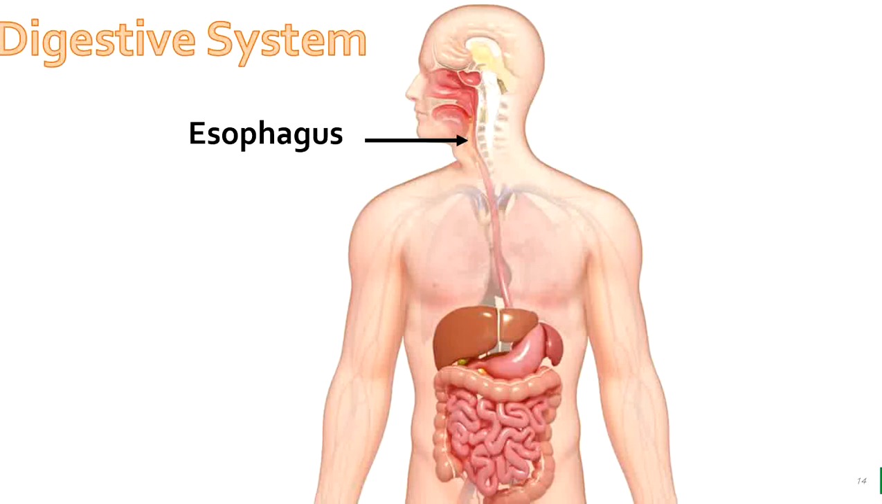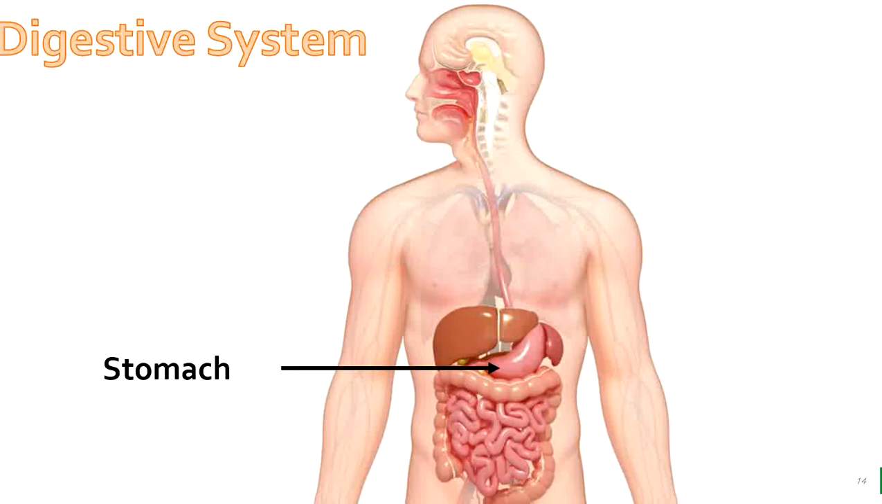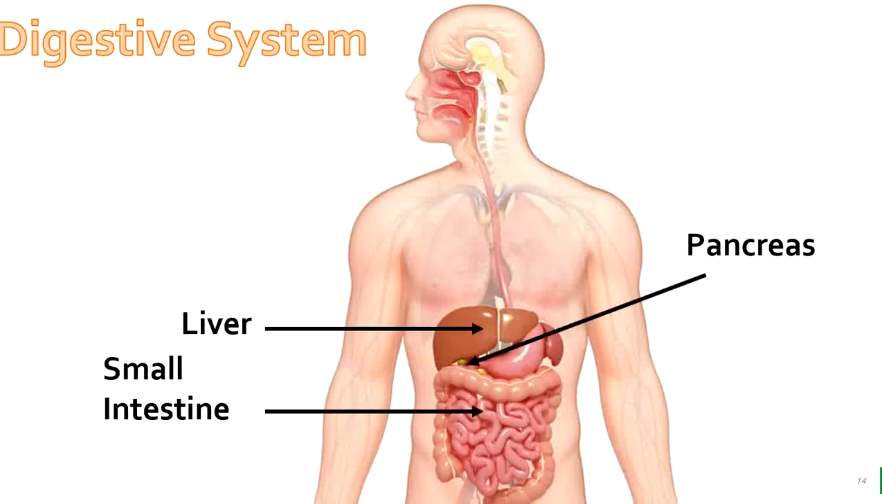From the mouth, this chewed piece of apple then travels through a muscular tube called the esophagus. After going through the esophagus, the apple reaches the stomach where it is held partially. There are strong acids in the stomach which help break down the food. After the stomach empties its partially digested contents into the small intestine, the digestive juices that are produced by the liver and the pancreas help.